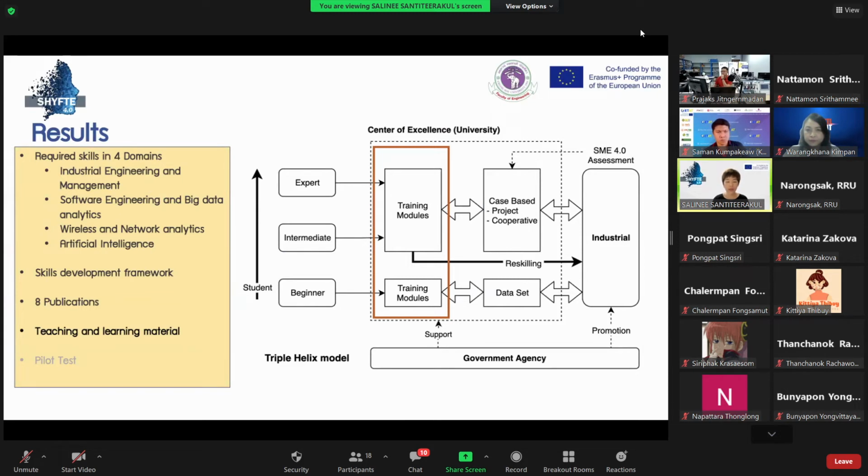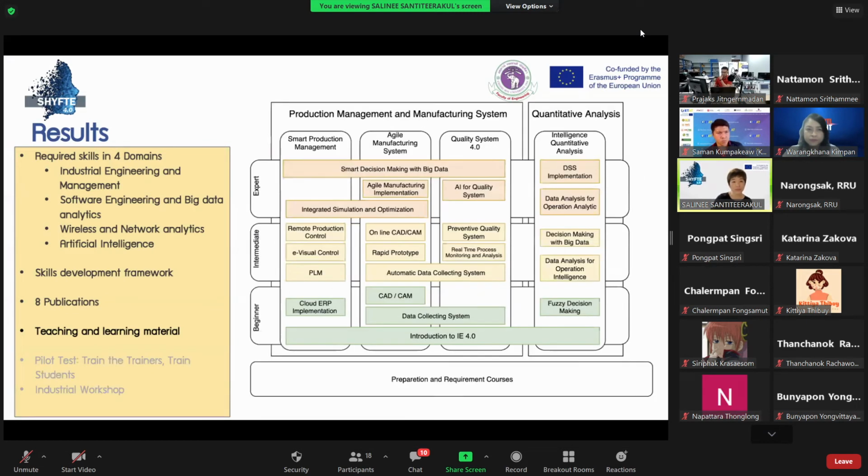And after that, we have already done 8 paper publications in the conference. In that conference, we also joined with the Nova University in Portugal to hold a special session as well.